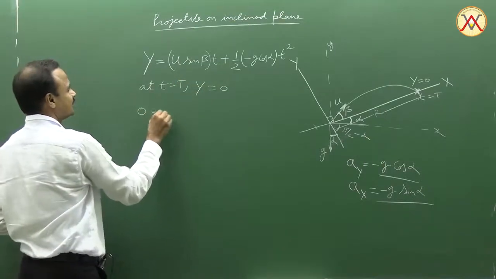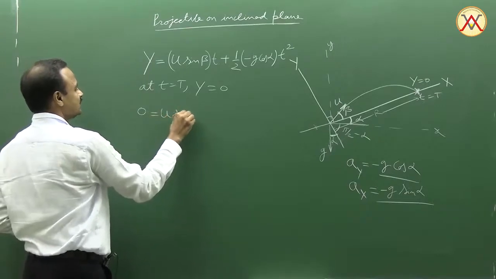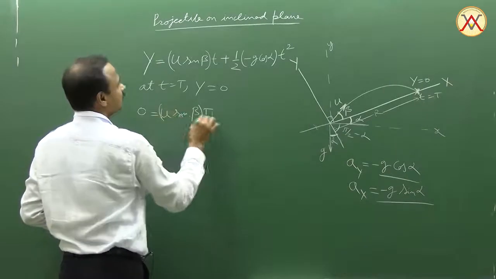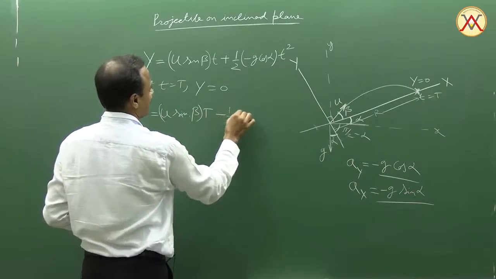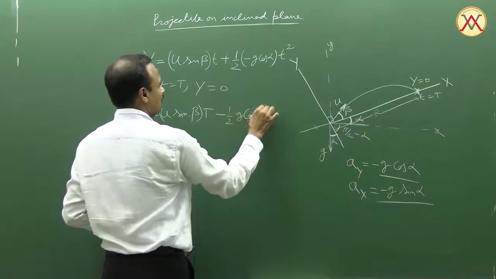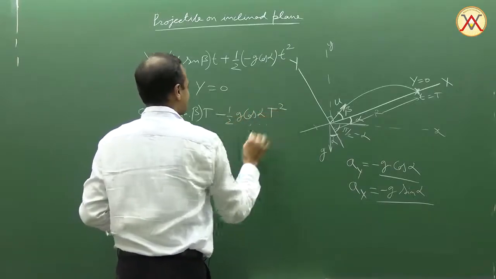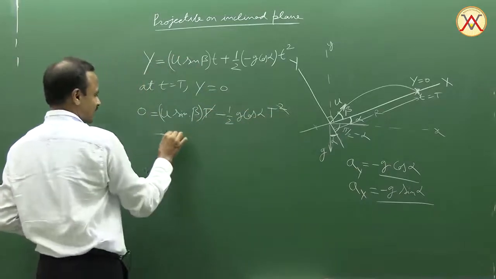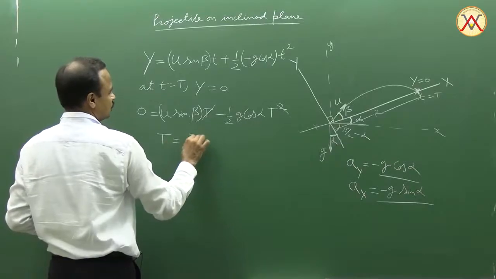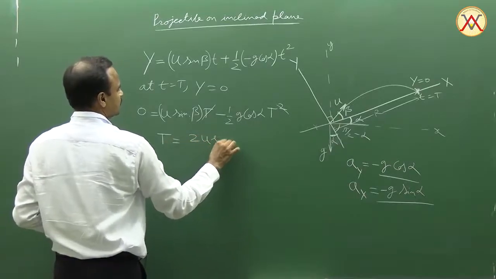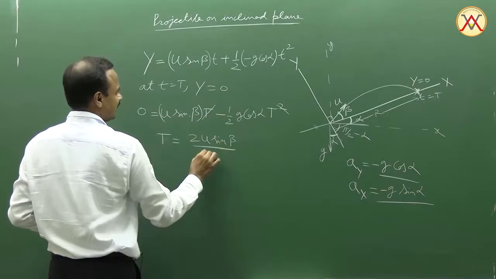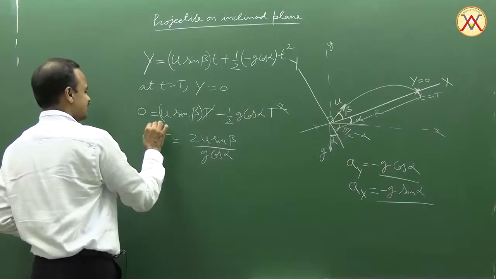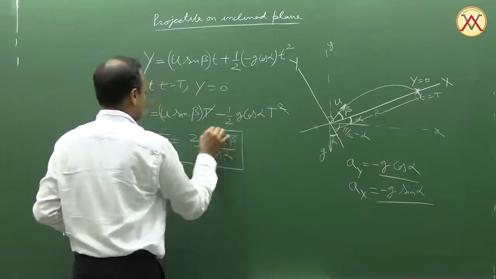So we get 0 is equal to u sine beta capital T minus half g cos alpha capital T squared. So one of the T is cancelled. We know it is not 0. So capital T is equal to 2u sine beta divided by g cos alpha. So this is the expression for time of flight.